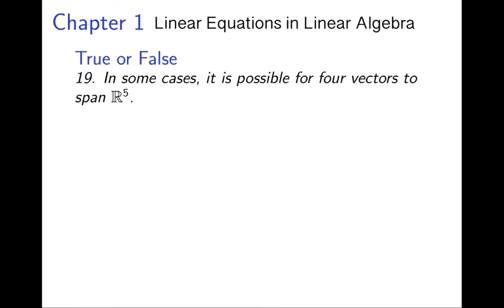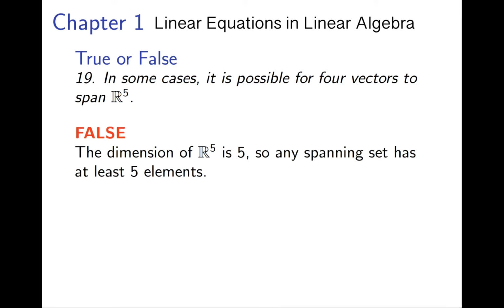Number 19. In some cases, it is possible for 4 vectors to span R5. Well, I don't know what world you live in, but here on Earth, that's not possible. Since the dimension of R5 is 5, any spanning set of R5 has to have at least 5 elements.